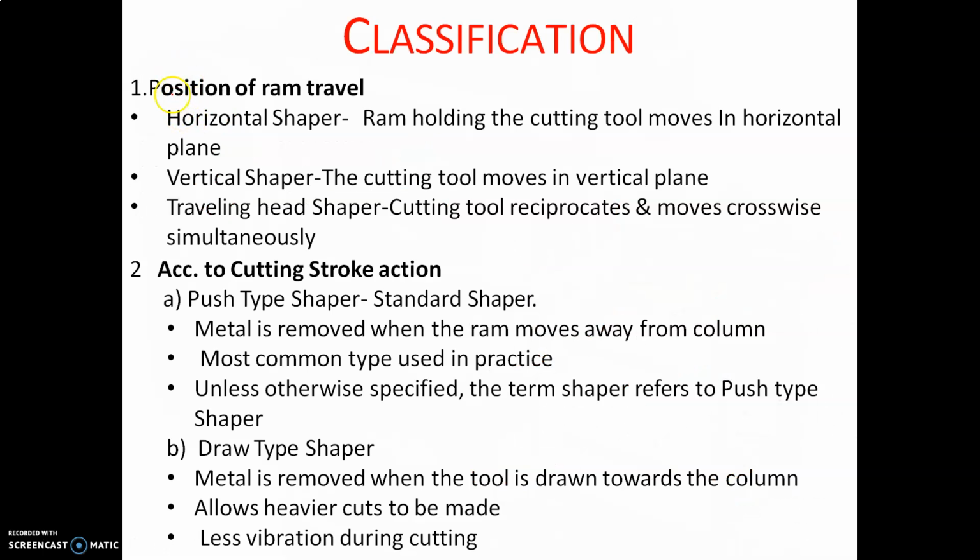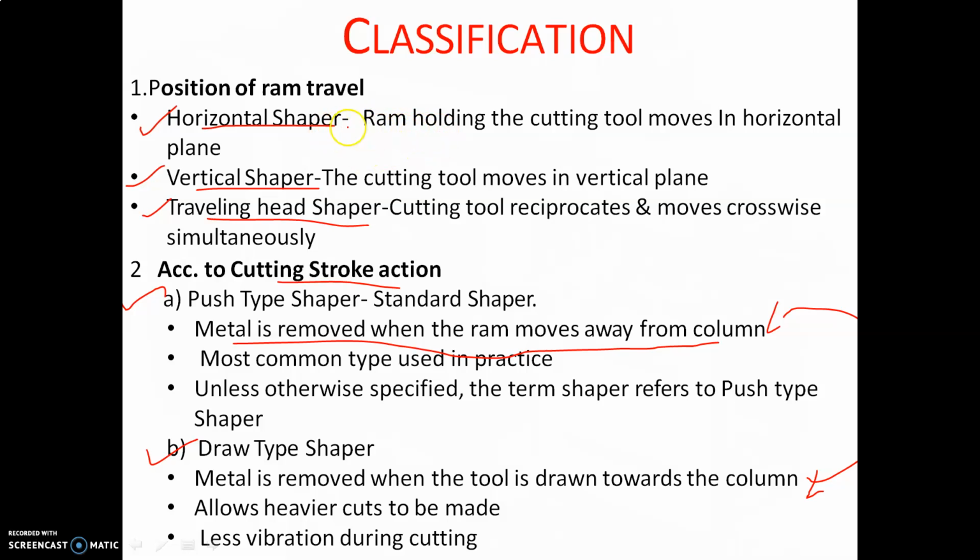Classification: according to the position of the ram travel, horizontal shaper, vertical shaper and traveling head shaper. According to the cutting stroke action, push type shaper and draw type shaper are the main classification. Push means the material is removed when the ram moves away from the column. Draw type means material is removed when the tool is drawn towards the column. This is the main difference between push type and draw type.